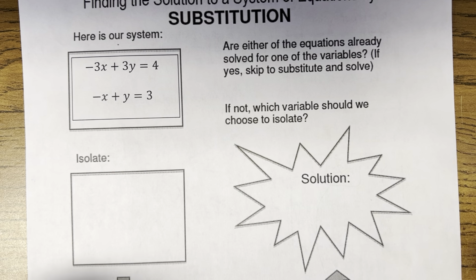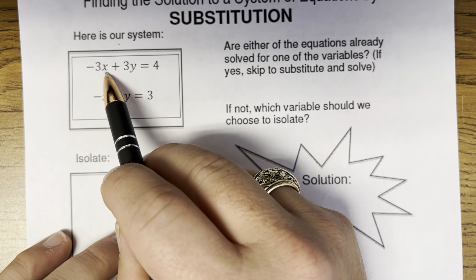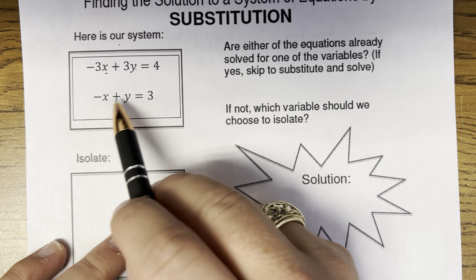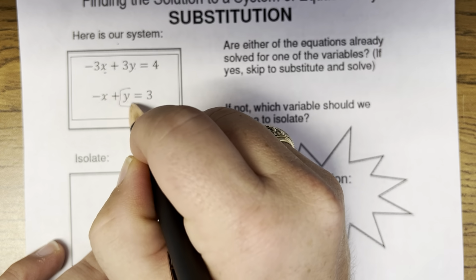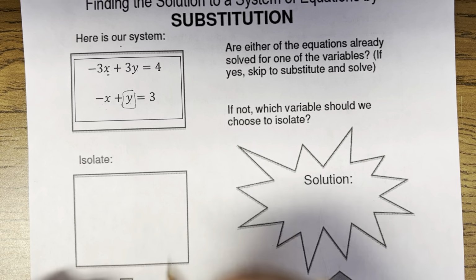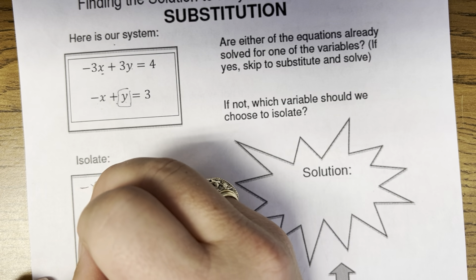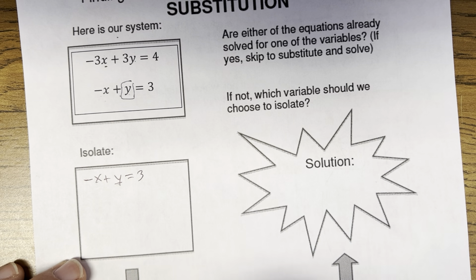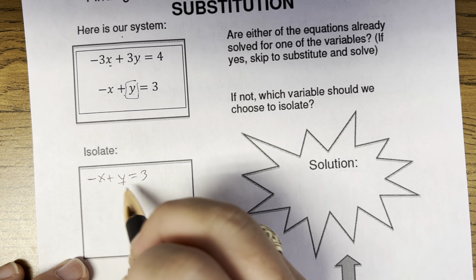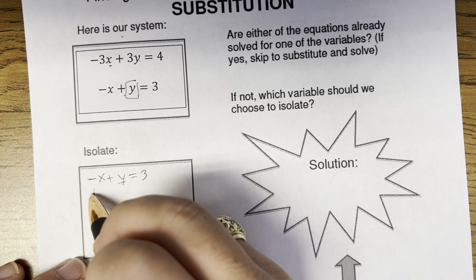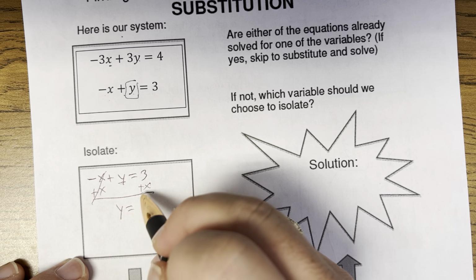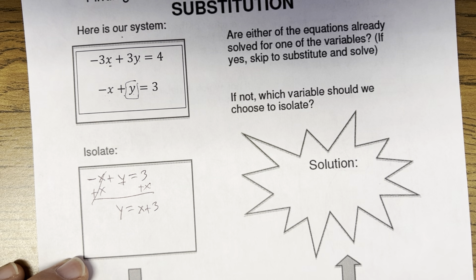All right. So for this one, I wouldn't solve on top because there's numbers in front of the x and the y, but on bottom you could solve for either one of these, x or y. I'm going to solve for this y right here because it's positive. And so I'm going to write the bottom equation right here in the isolate box. And then I want to get the y by itself. So to get the y by itself, I'm going to move the x over. Since it's a negative x, I'm going to add the x over. So that becomes y equals positive x plus 3.